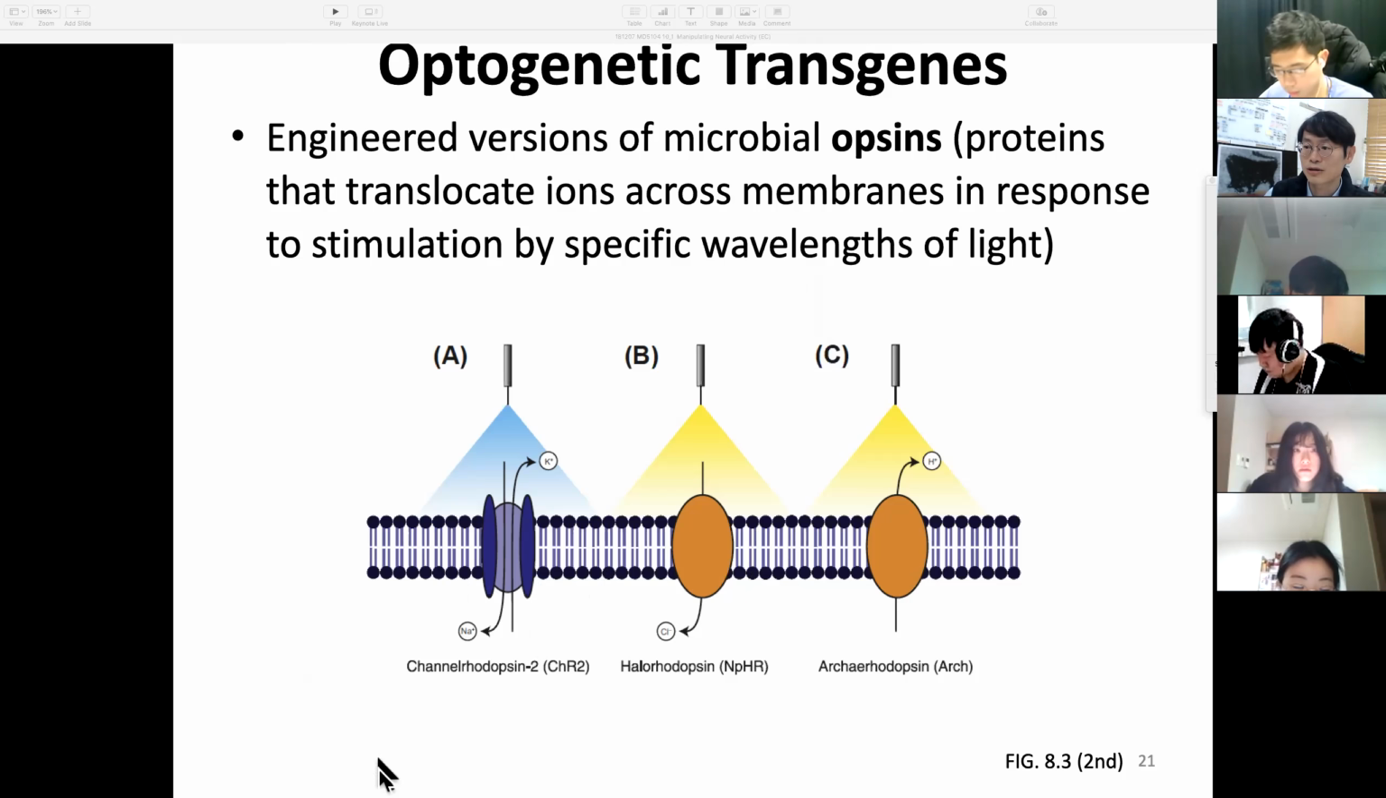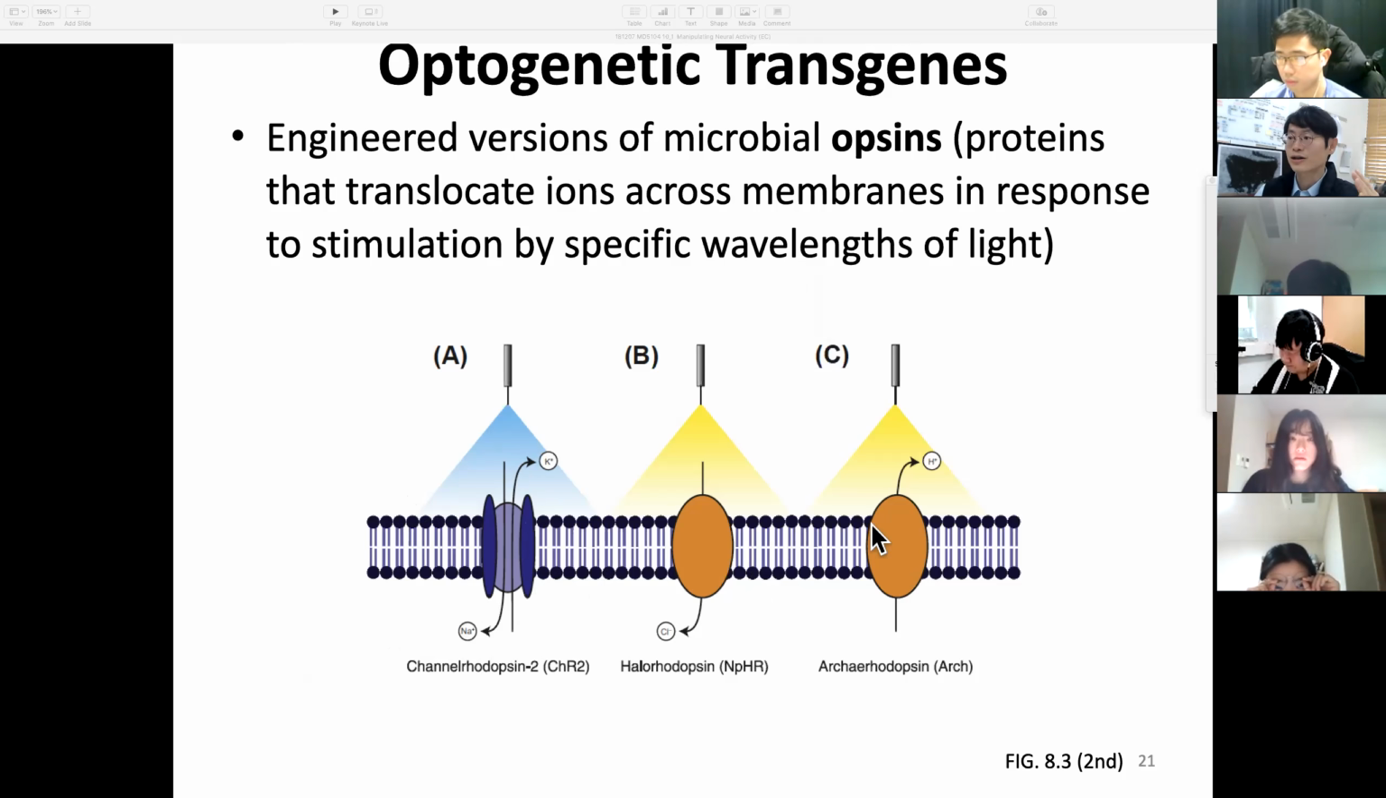So think about this cytosol. This is extracellular space. And you remember sodium concentration is high outside, okay? And the resting membrane potential is minus 65 or minus 70 millivolts. So when we shine blue light, this is non-specific, but a lot of sodium ions come in. So it will depolarize, so it will generate an action potential.